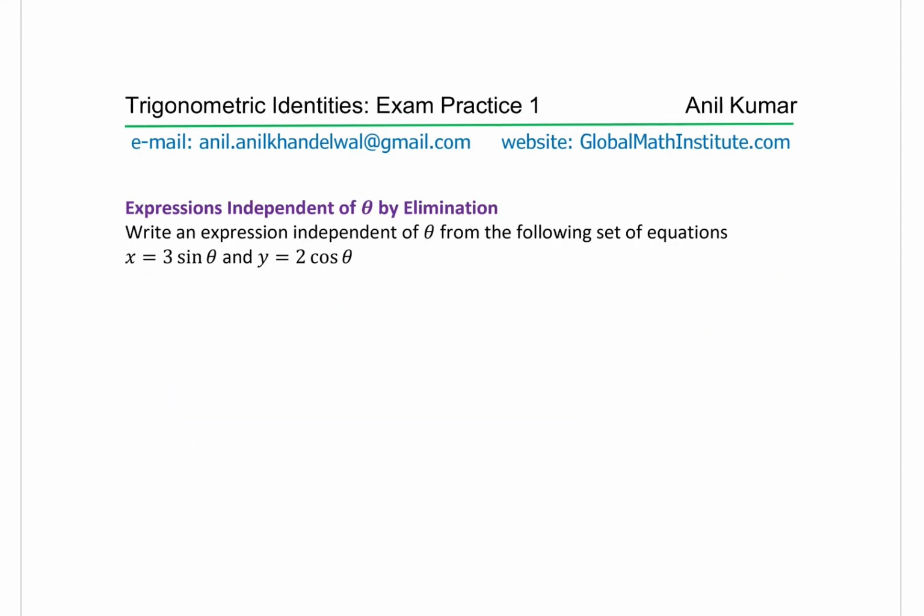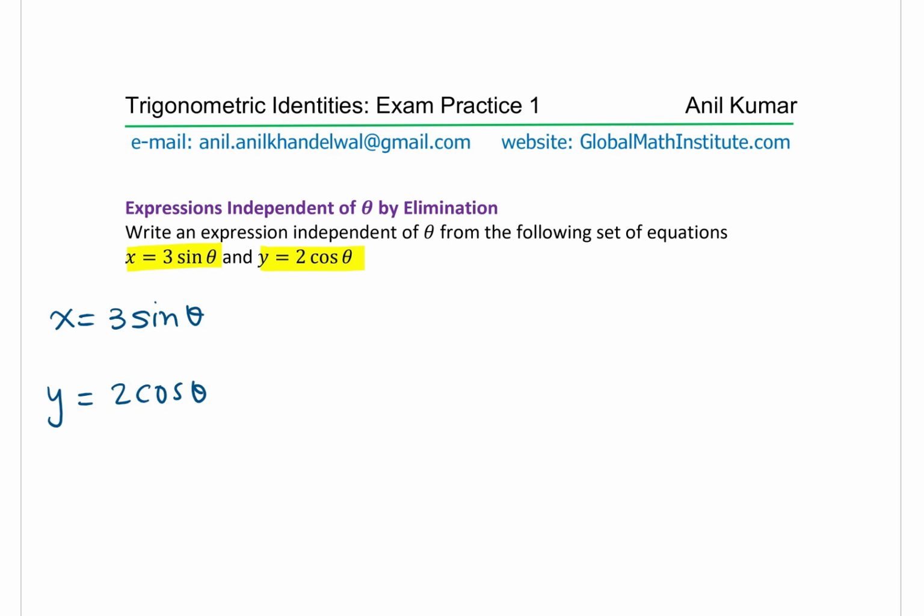Now we come to a very difficult question in this particular test paper, which is an expression independent of theta. Write an expression independent of theta from the following set of equations. We are given two equations here. One is x equals 3 sine theta. The other one is y equals 2 cos theta. Now how to do these examples? Let me rewrite the equations. It is x equals 3 sine theta and y equals 2 cos theta.